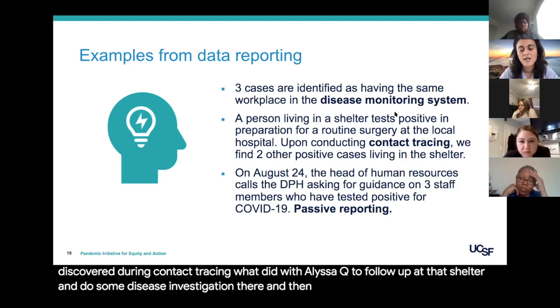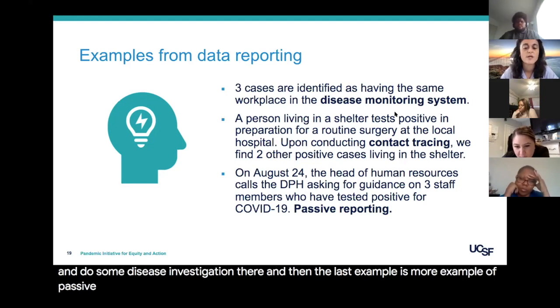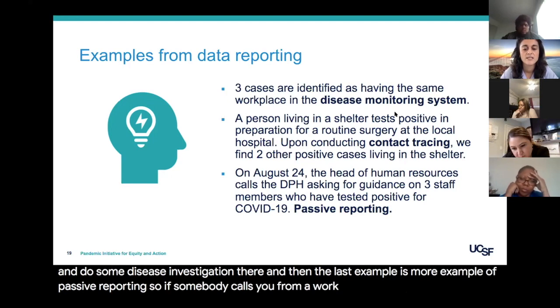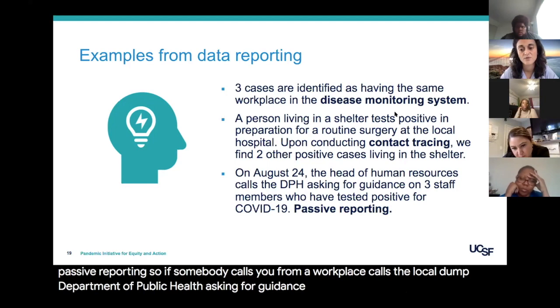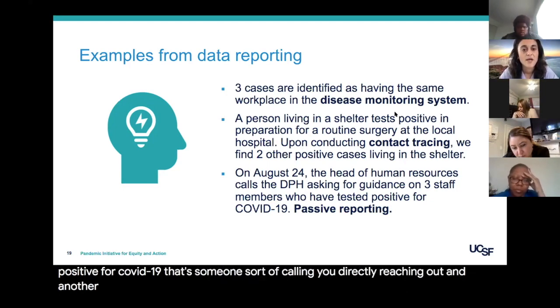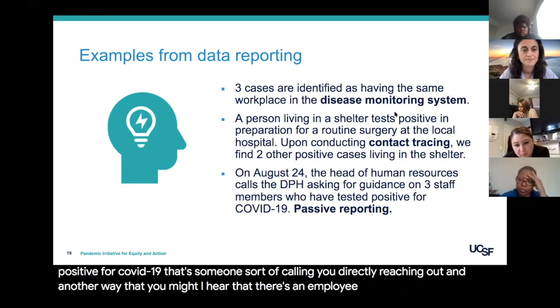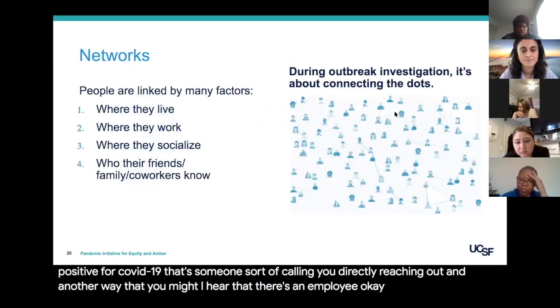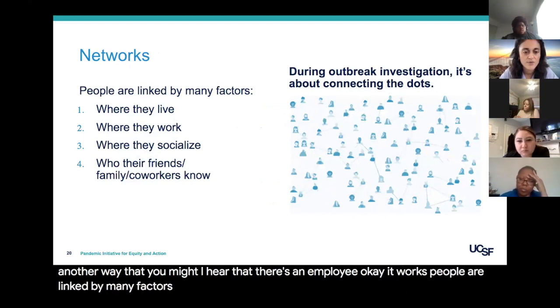And then the last example is more an example of passive reporting. So if somebody calls the local Department of Public Health from a workplace asking for guidance because 3 staff have tested positive for COVID-19. That's someone directly reaching out, and another way that you might hear that there's an outbreak. Okay, next slide. Okay, so networks, people are linked by many factors: where they live, where they work, where they socialize.